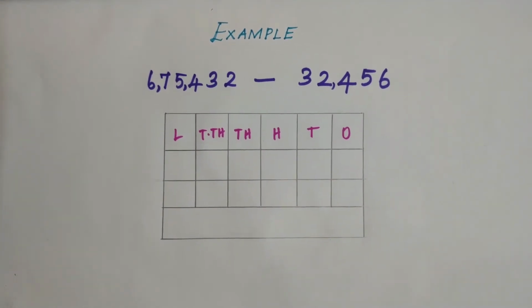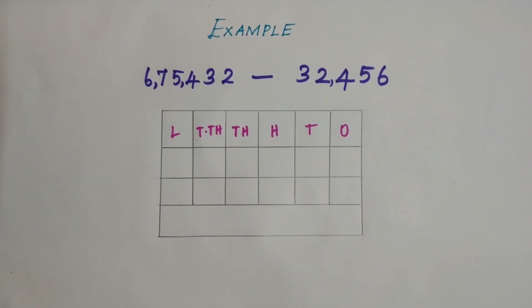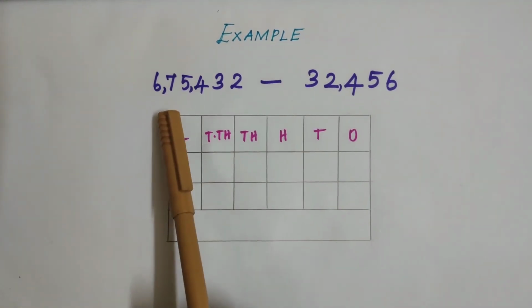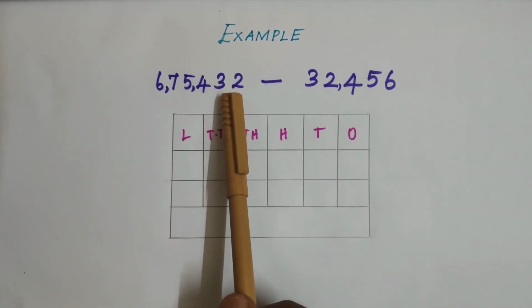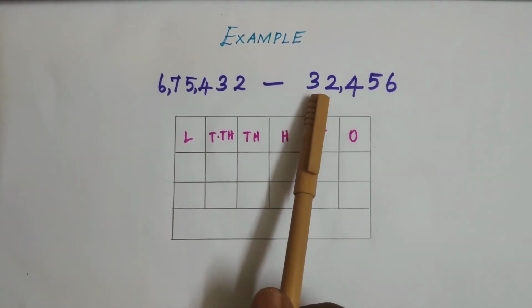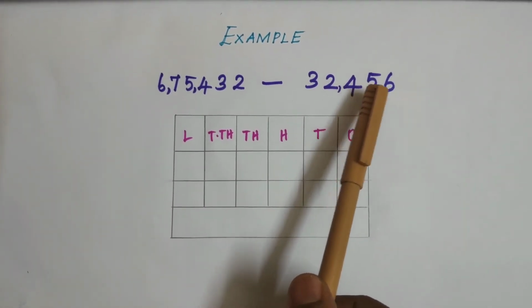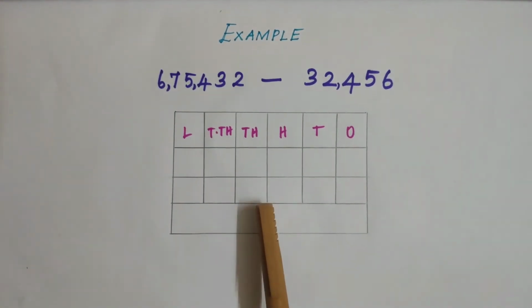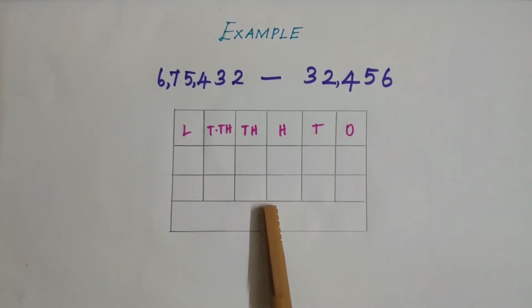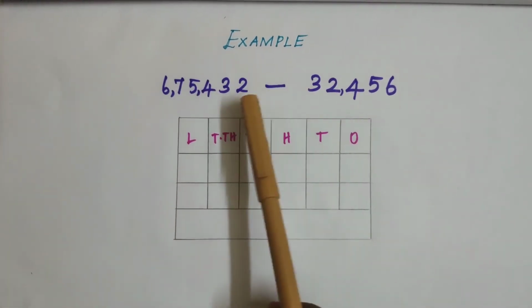Here is an example for you. The numbers given here are 6,75,432 minus 32,456. Here I have drawn the place value table. Let's place these numbers in the table.